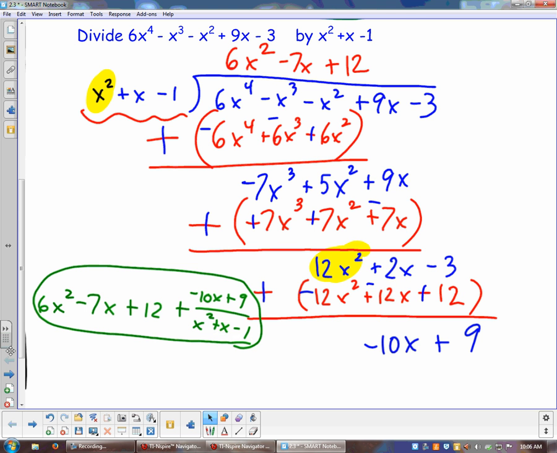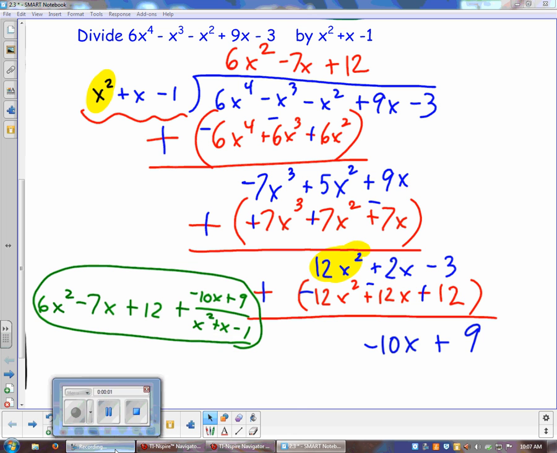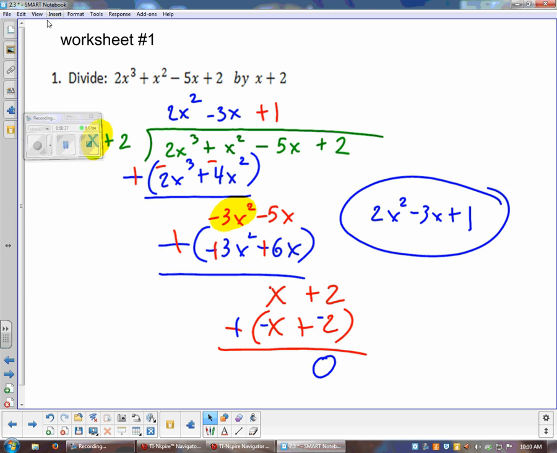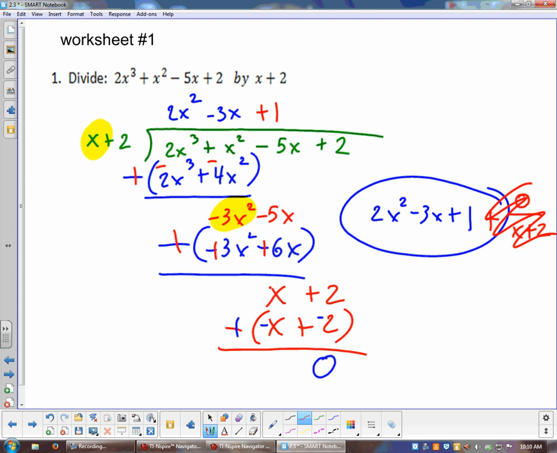All right, so would you please try number 1 on the gift? You're doing this one using long division of polynomials. Okay, so for this problem on the gift, if you did this problem, you got 2x squared minus 3x plus 1 as your quotient, and really the remainder is 0, so we could write plus 0 over x plus 2, but you don't have to put that in, right?